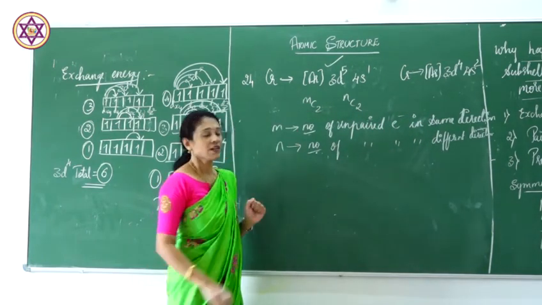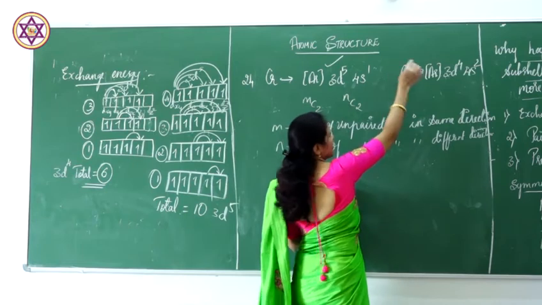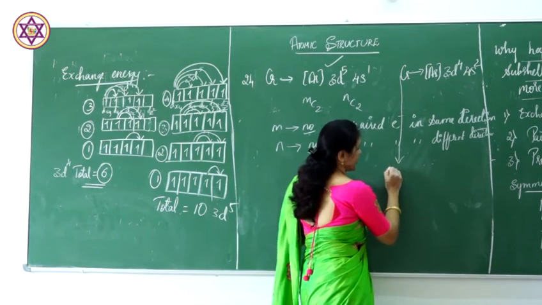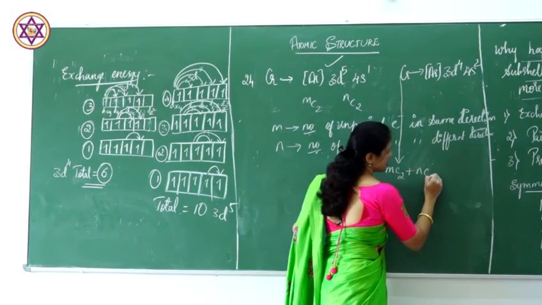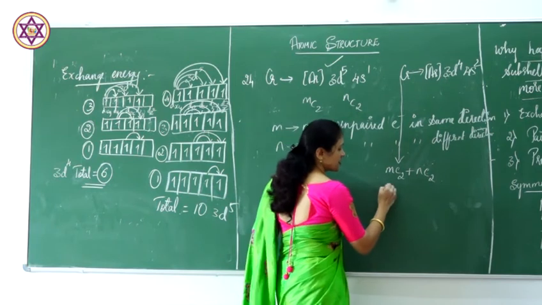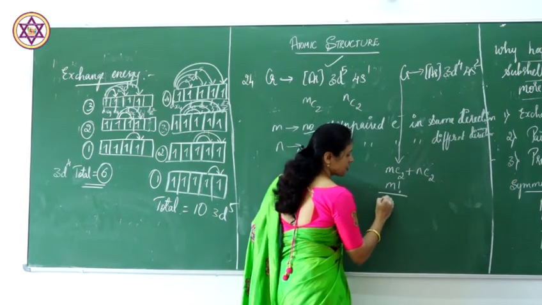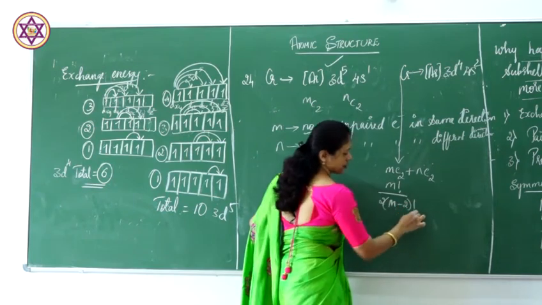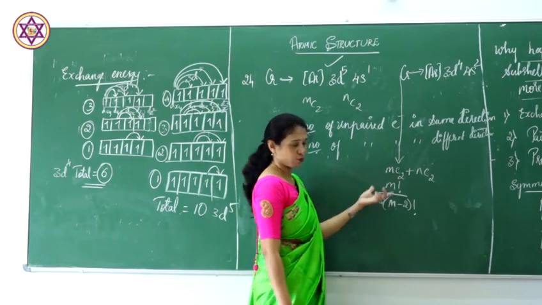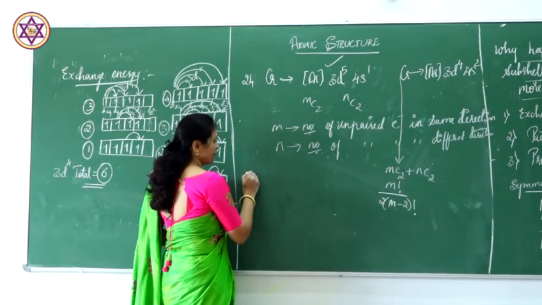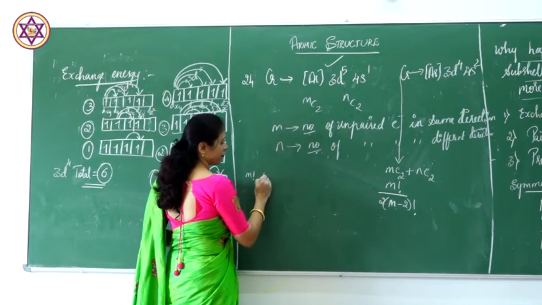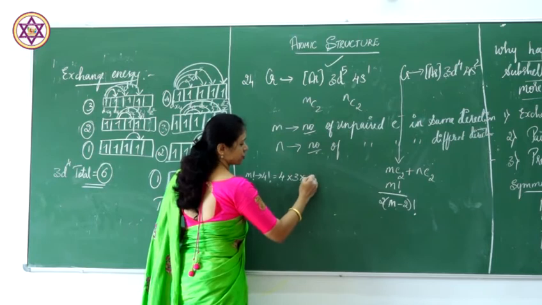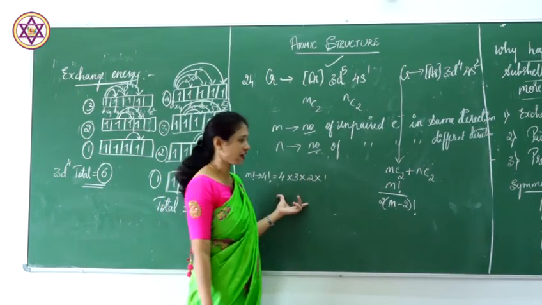First Mc2, I will explain first for chromium. Mc2 means M factorial by 2 into M minus 2 factorial. Factorial means what? If it is 4 factorial, how will you calculate? 4 into 3 into 2 into 1. Like this we will calculate the factorial here.